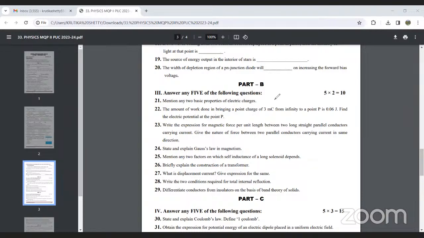Another possibility is that they may ask the characteristics of electric field lines. Is it clear? So remember this as another possible question. They may ask you for the electric charge or the electric field lines. Go for the next question.